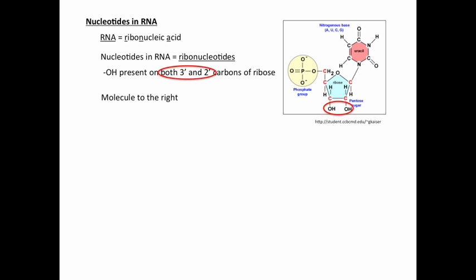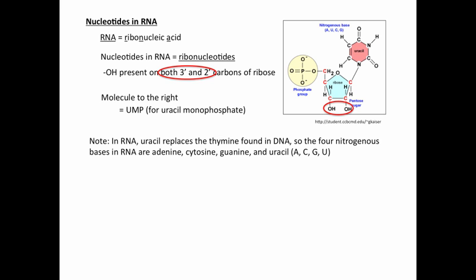So, the molecule shown here is UMP, or uracil monophosphate. This also highlights that in RNA, the pyrimidine uracil replaces thymine. So the 4 nitrogenous bases in RNA are adenine, cytosine, guanine, and uracil, or A, C, G, and U.